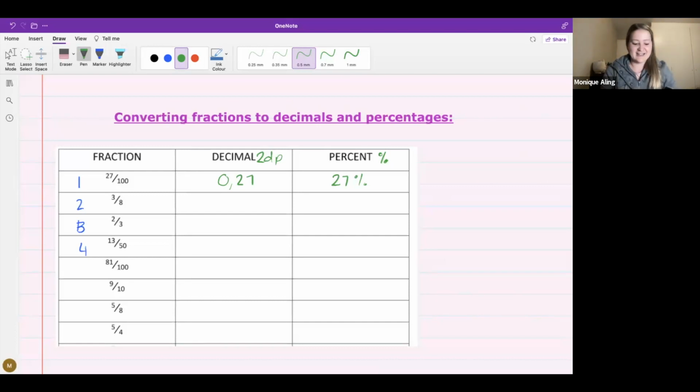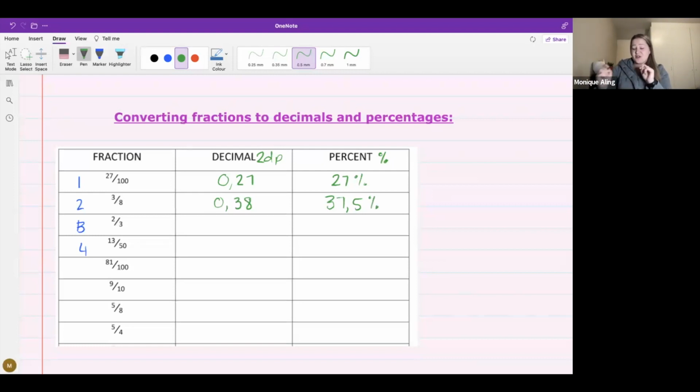Yes. The decimal, I got 0.38. For the percentage, I think it's 37.50%. Perfect. Well done. That's amazing. You picked up on that.